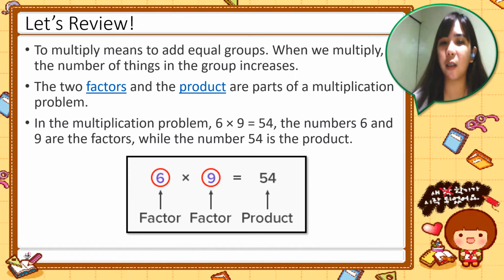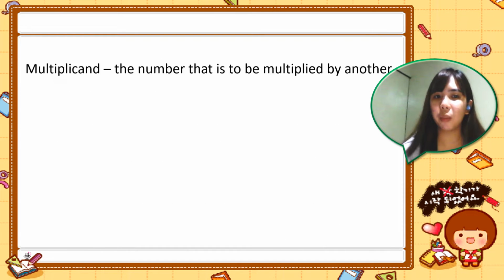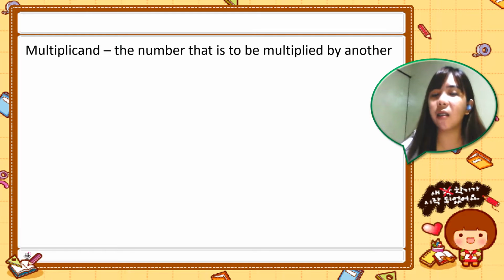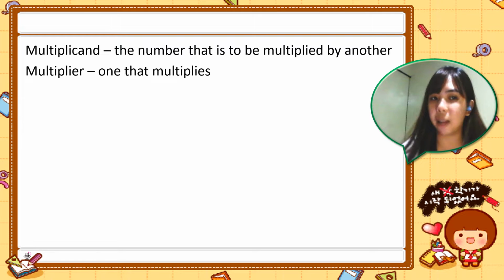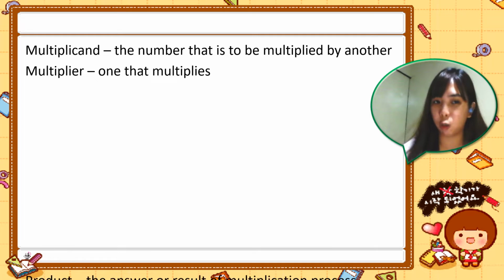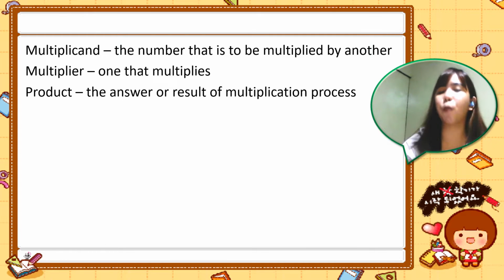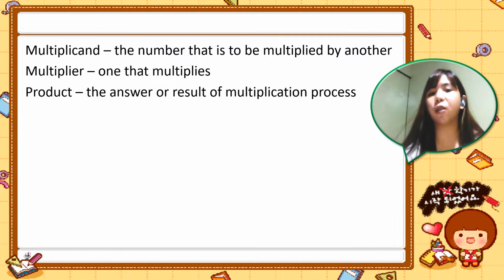So take a look at this one. As I have said, 6 and 9 are called factors and 54 is the product. But this time, let's be more specific. Multiplicand is the number that is to be multiplied by another, while multiplier is the one that multiplies. So si multiplicand kay si multiplier, amo ni siya ang factors. And the product is of course the answer or result of the multiplication process.